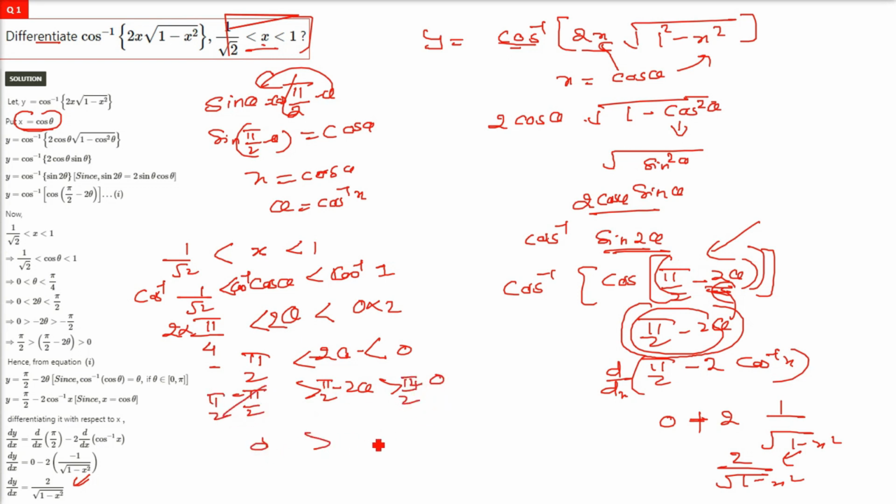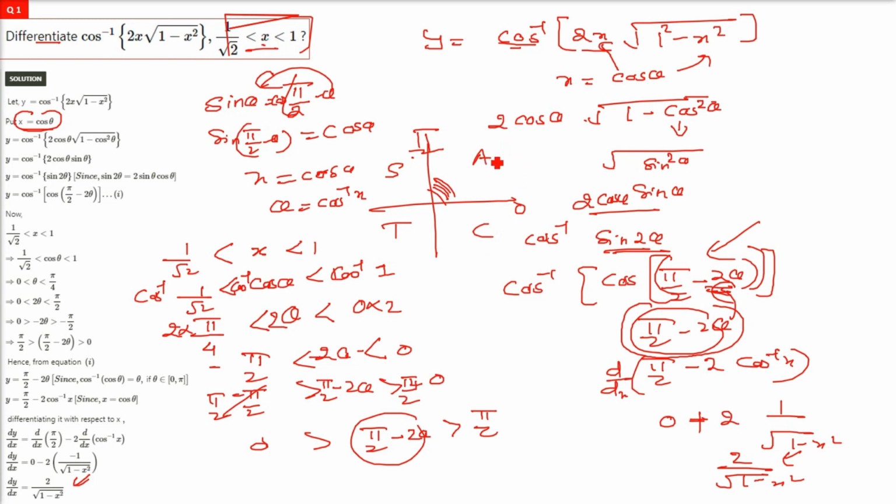This is 0. This is pi by 2 minus theta, which we are going to differentiate eventually, and we have differentiated already. And this is pi by 2, because we have added pi by 2. Now this pi by 2 minus 2 theta is between 0 and pi by 2. So 0 to pi by 2, you know the rule: add sugar to coffee, or all students to college, that means all are positive between 0 and pi by 2. So you don't have to worry about any negativity or positivity.